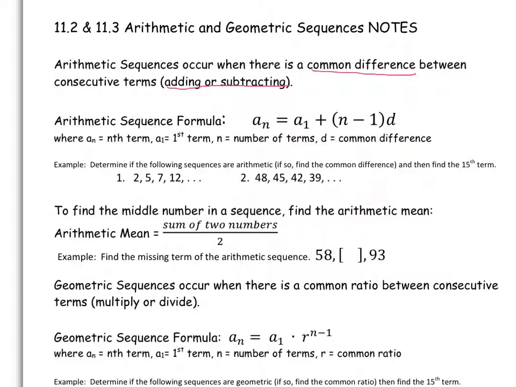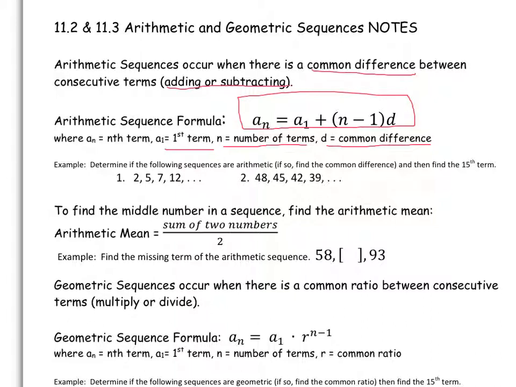In order to find a term further down in the sequence, you can use this formula. It's called the arithmetic sequence formula. Whatever term you want to find, so let's say you want to find the 20th term, that would be a sub 20 is equal to a sub 1, which is the first term, n is the number of terms, and d is the common difference. So you take the first term plus n minus 1, the number of terms minus 1, times the common difference. That gives you the value at whatever term number you want to find.